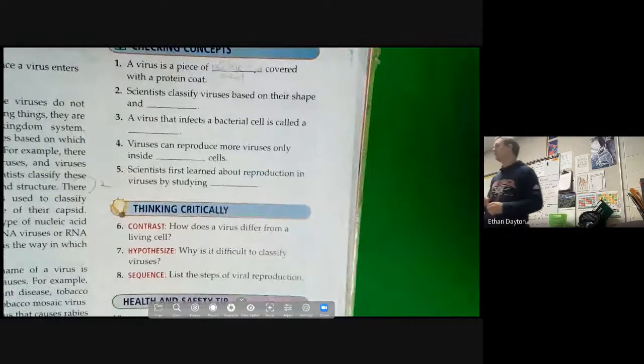And hypothesize, why is it difficult to classify viruses? Jacob? They have non-living characteristics. Yeah, so they have non-living characteristics. They're classified based on different things like their shape and structure, the way they reproduce, whether they have DNA or RNA. There's many different characteristics there.